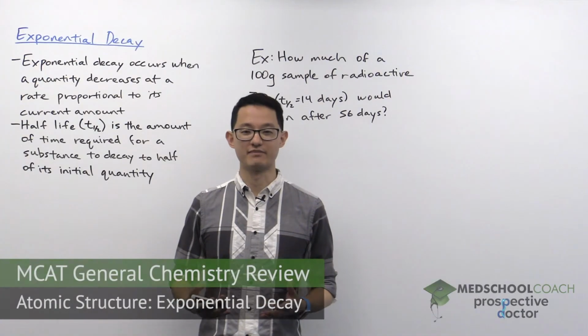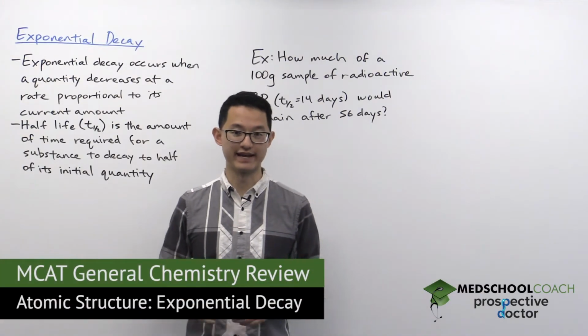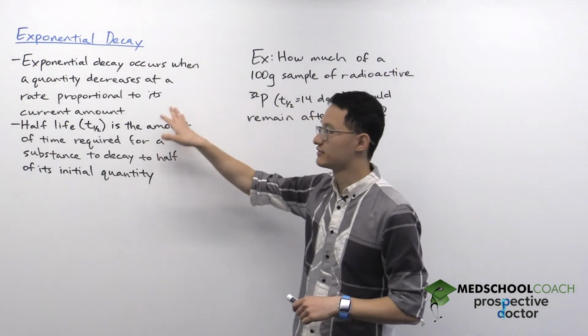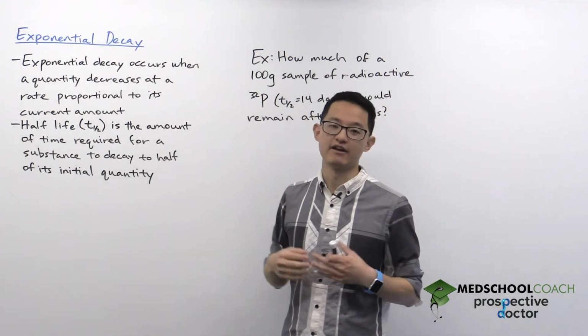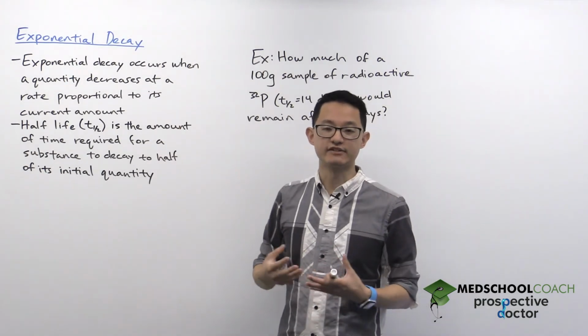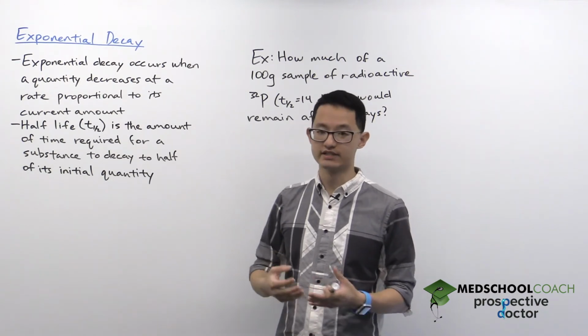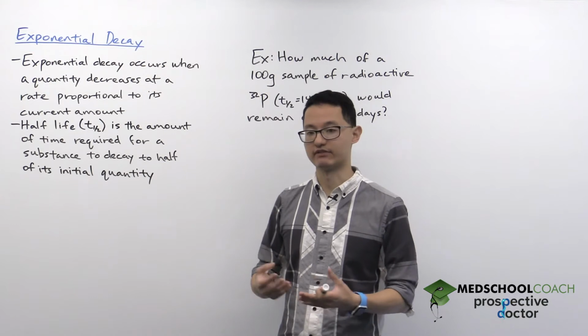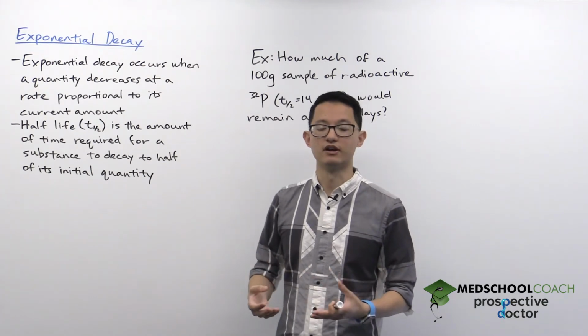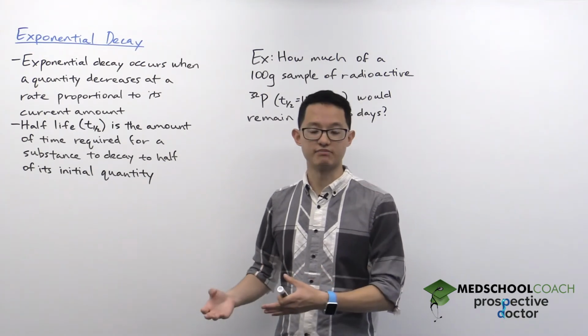Our last topic on atomic structure is exponential decay. Now, exponential decay describes a process in which a quantity decreases at a rate proportional to its current amount.